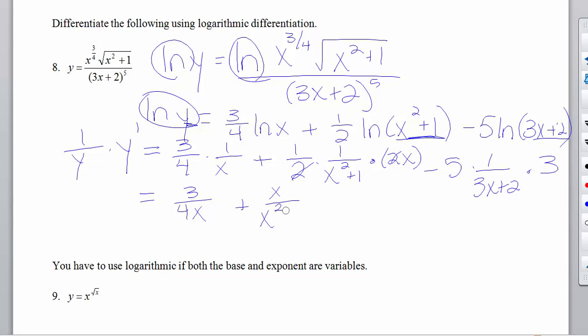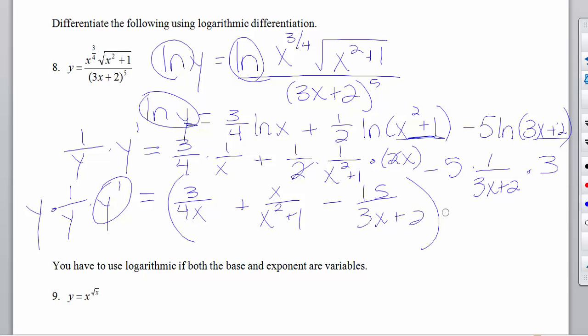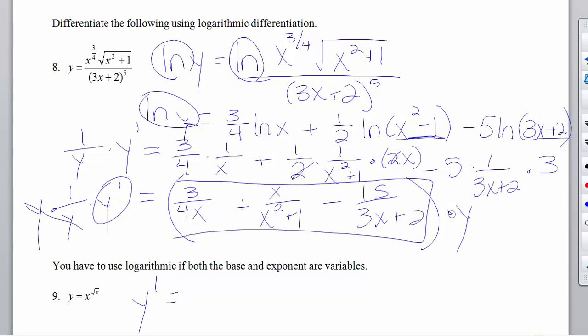And then I'd have to multiply both sides by y. So y prime would be my answer: 3 over 4x, minus 15 over 3x plus 2, plus x over x squared plus 1. The only thing you have to remember in these problems is I want y prime, and right now I have 1 over y times y prime, so I'd have to multiply both sides by y. To get my final answer, I'd have to take this entire thing times y. So my final answer, y prime, I'm going to write down here, times this whole thing. So I can write my original equation, which was y here.